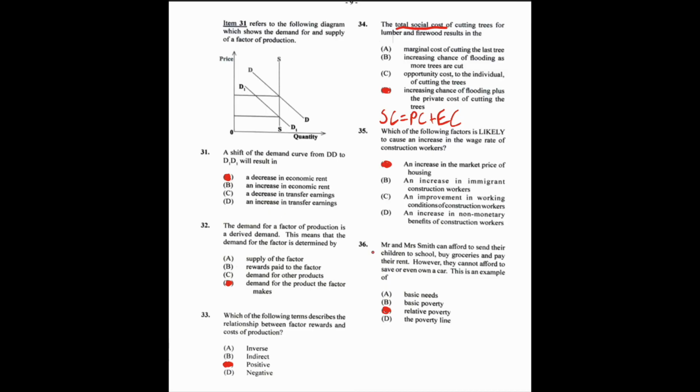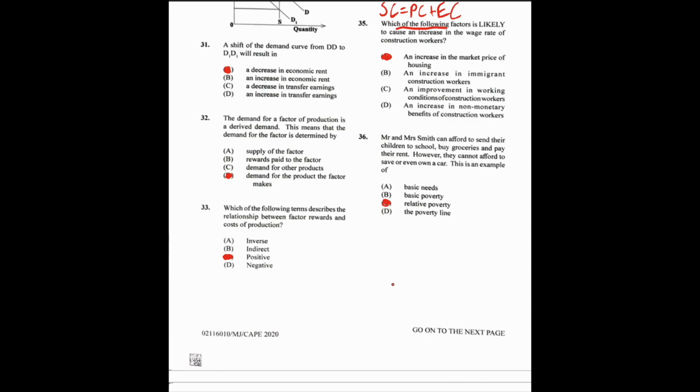However, they would be considered relatively poor because their income would fall under the nation's average real income. So in this case, they're insinuating that the average real income in that country can also buy a car, but Mr. and Mrs. Smith are still able to cover their basic needs. So they wouldn't be in absolute poverty, but they would more so be in relative poverty, because they're still above the quote-unquote poverty line.